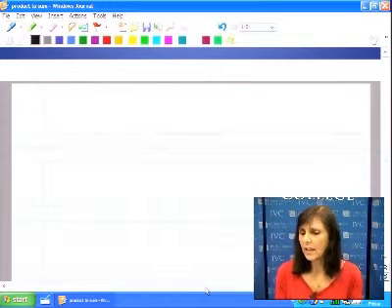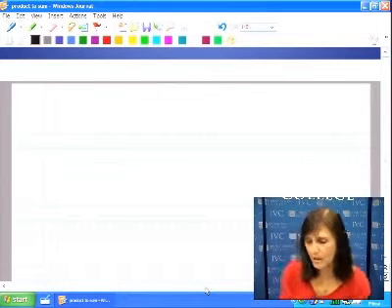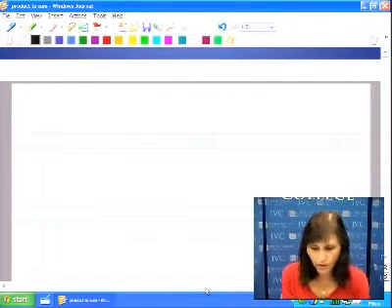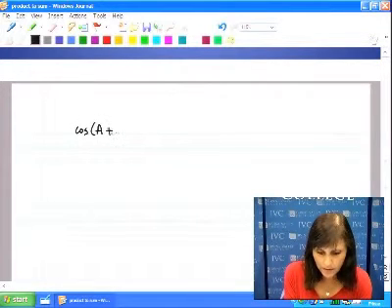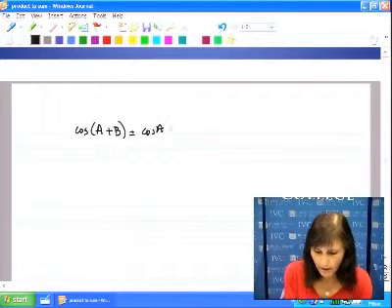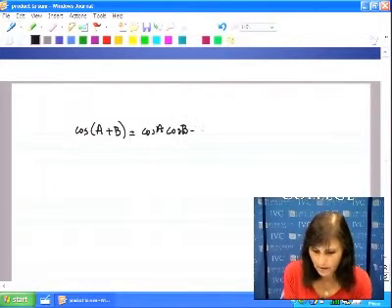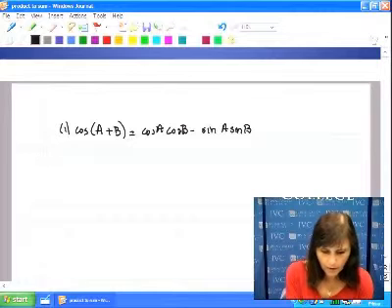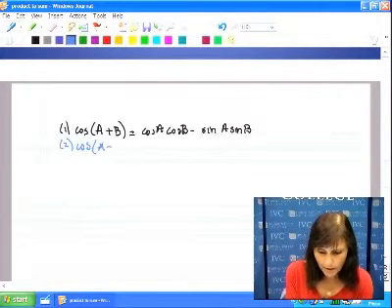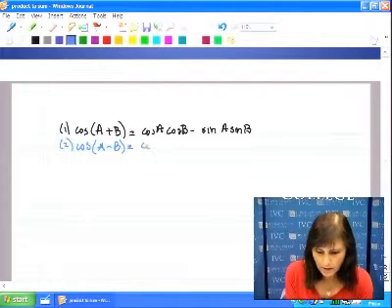Now, we are going to remember what the cosine sum formulas were. So let's try to write that down. Cosine A plus B is the cosine formula: cosine A cosine B minus sine A sine B. That's formula 1. Formula 2, cosine A minus B, is again the cosine formula.